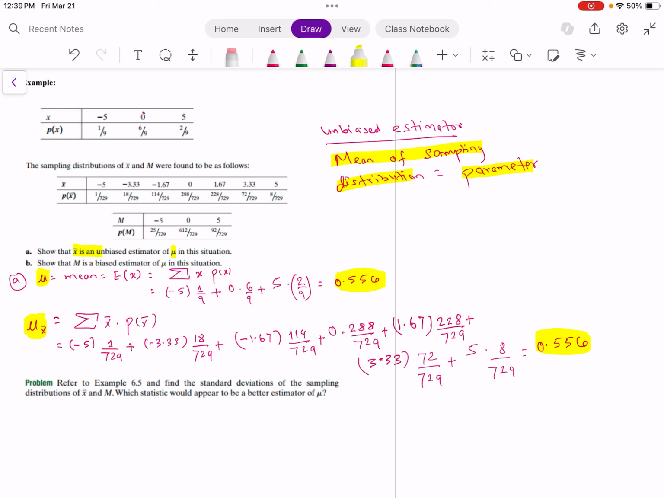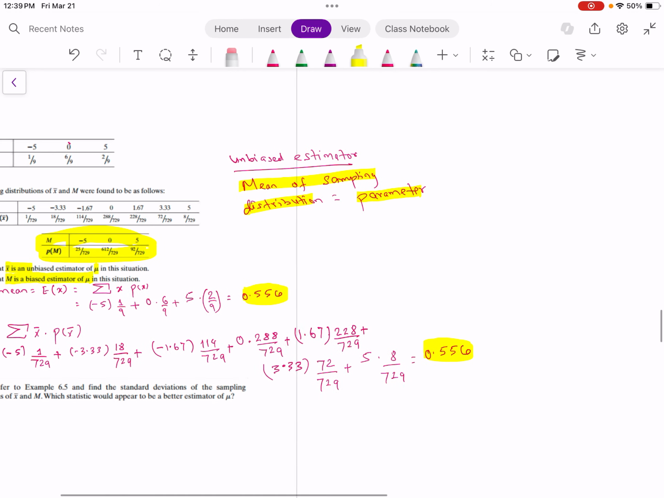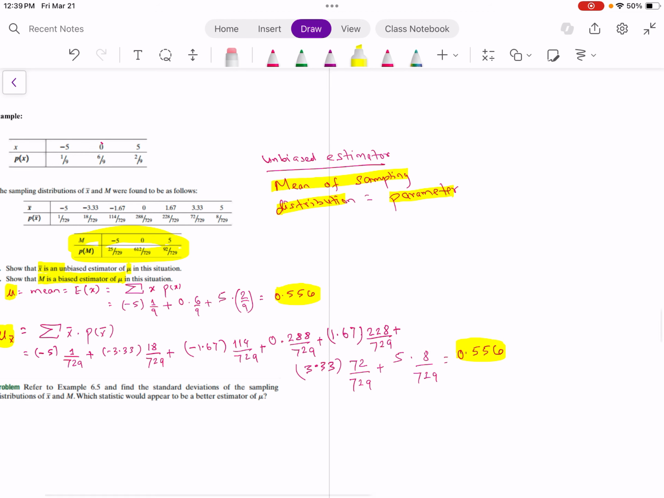For part B, we are asked to show that m is a biased estimator of mu. So what do we expect here? What will be the mean of this distribution? Will it be equal to 0.556? No, right? It tells us m is a biased estimator. Now let's show it. We already have mu. So what do we need to calculate now for part B? We need to calculate mu of m.